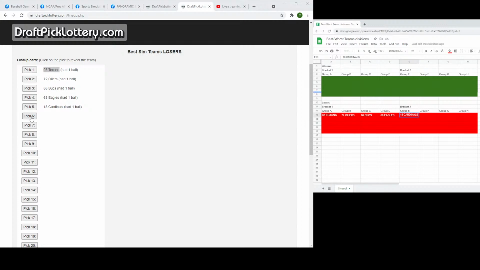The 18 Cardinals and the losers, they're going to be Group E. The 07 Rams in Group F. So the 07 Rams are a team that were really bad. And Group G will be the 19 Redskins. So the 19 Redskins in Group G, and Group H will be the 07 Dolphins. I don't know how we're going to do this for the losers.